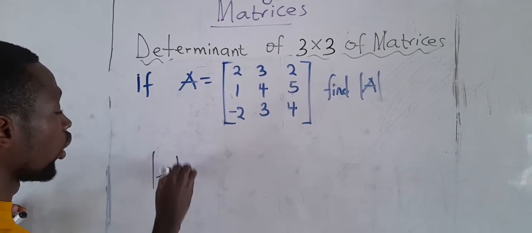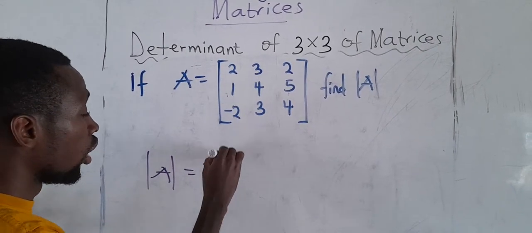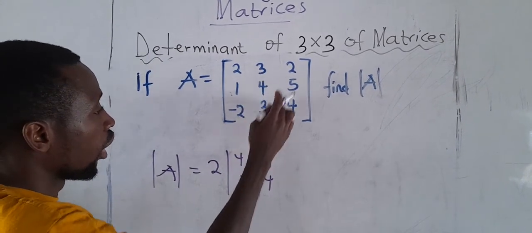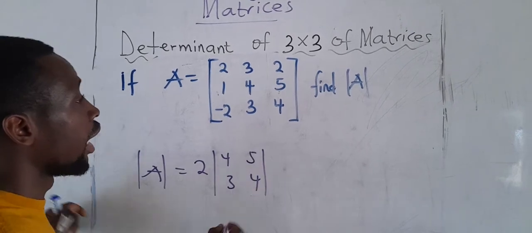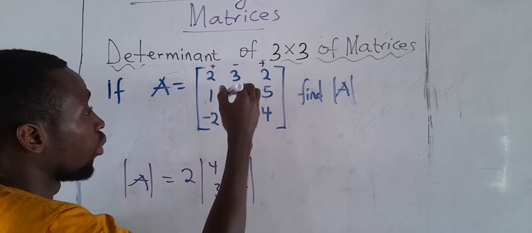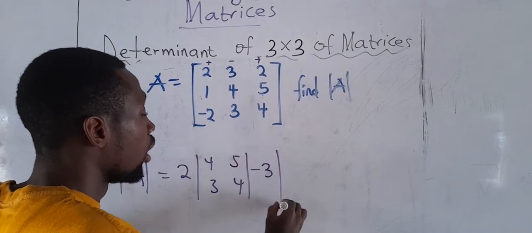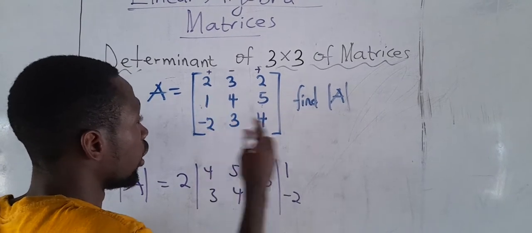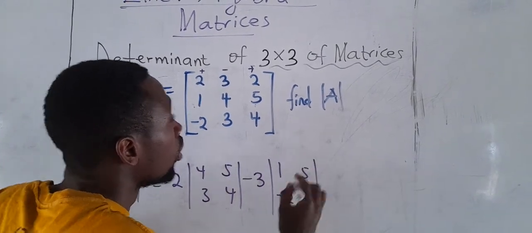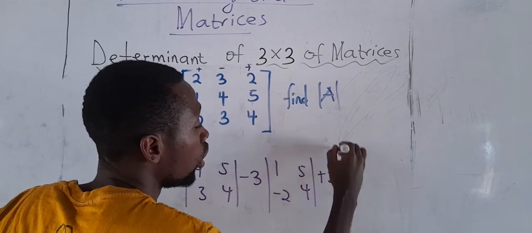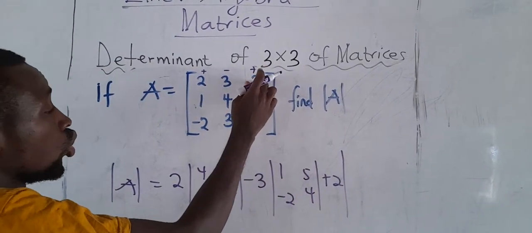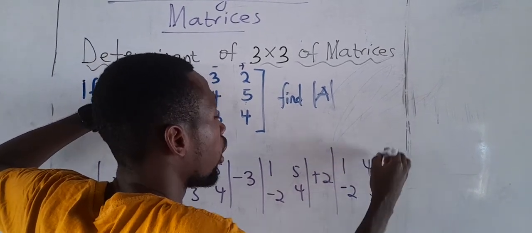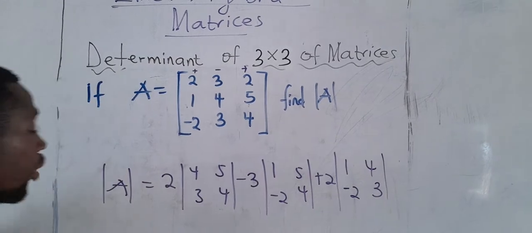So the determinant of A will be, we pick 2. The determinant of what is not under the 2: 4, 3, 5, 4. Then, remember, it's plus, minus, plus. Very, very important. So, minus 3. Then the determinant of what is not under the 3 is this: 1, 8, 2, 5, 4. Then this is plus. So plus 2. Then the determinant of what is not under the 2: so 1, 2, 4, 3. Very, very important. Now you find the determinant and simplify.